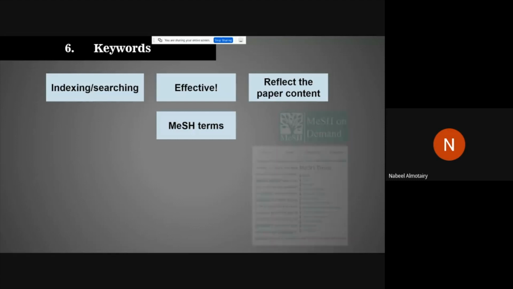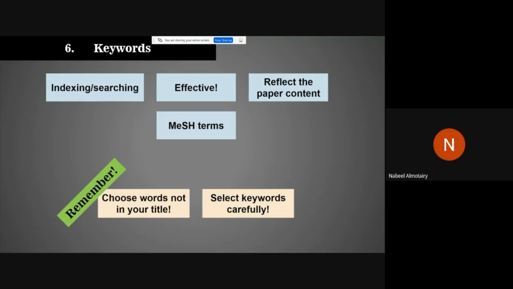paper. But it's also important that you choose words that are not present in your title, because the words that are present in your title will be searchable. So it's important to add more words that could make your article more accessible.